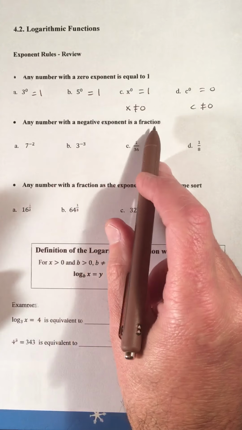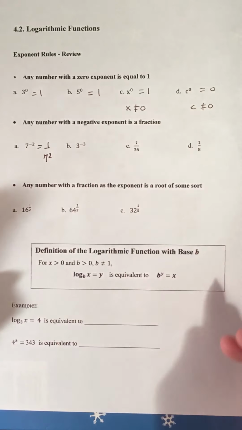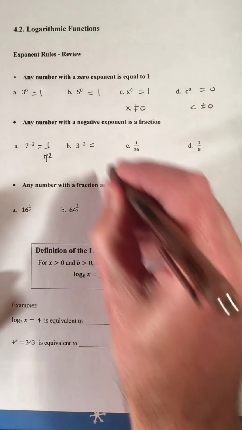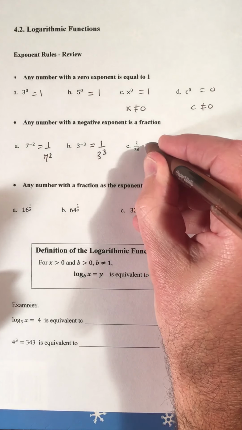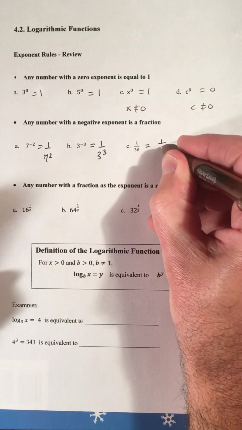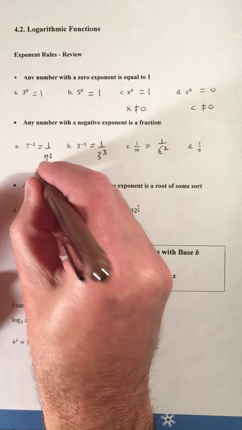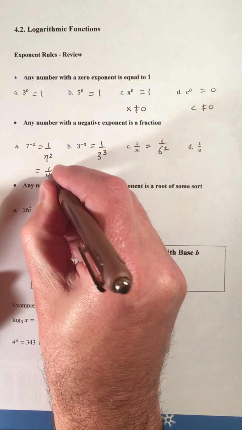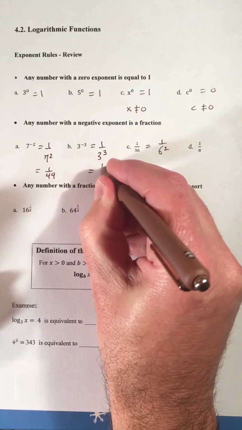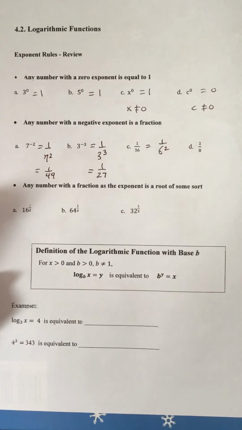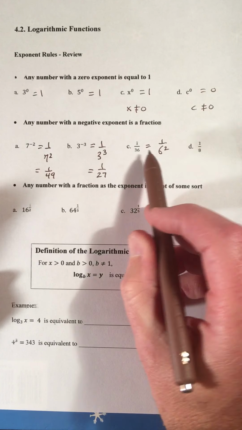Any number with a negative exponent is a fraction, so 7 to the minus 2 is 1 over 7 to the positive 2. 3 to the negative 3 is 1 over 3 to the positive 3. 1 over 36 can be thought of as 1 over 6 squared. So 7 to the minus 2, 1 over 7 squared, is 1 over 49. There's your fraction. 3 to the minus 3, 1 over 3 cubed, that's 1 over 27.